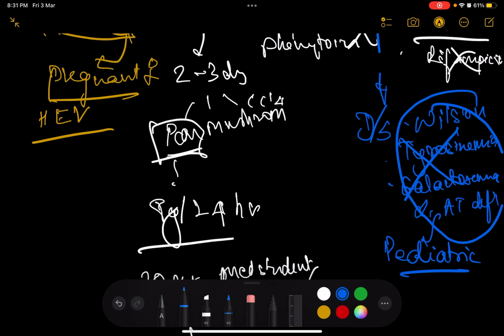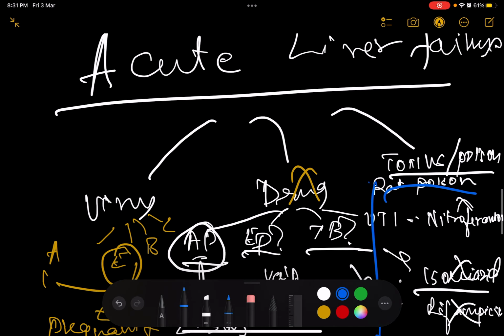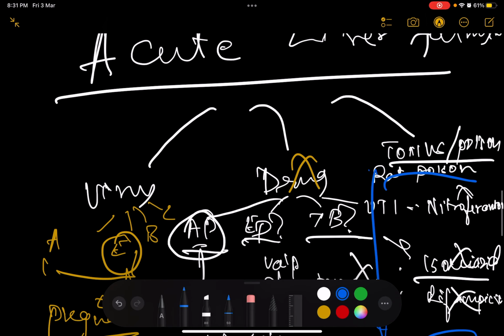Fair enough. Also, you want to check for a very important condition called HELLP, which is obviously seen in pregnancy, and acute fatty liver of pregnancy. But this is not a pregnant lady, it's a 20 to 28-year-old man. Again, we need to strike it off.